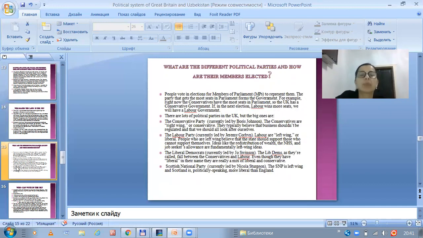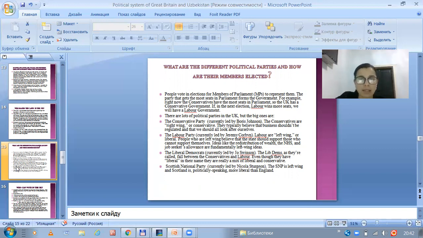What are the different political parties and how are their members elected? People vote in elections for members of parliament, MPs, to represent them. Parties that get the most seats in parliament form the government. For example, right now the Conservatives have the most seats in parliament, so the United Kingdom has a Conservative government. If in the next election Labour wins more seats, we will have a Labour government.